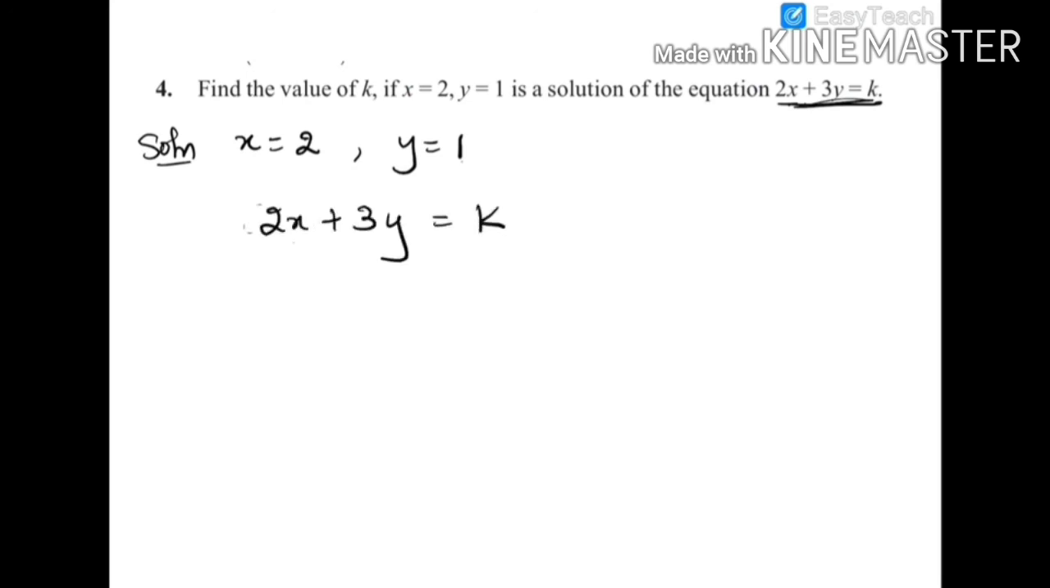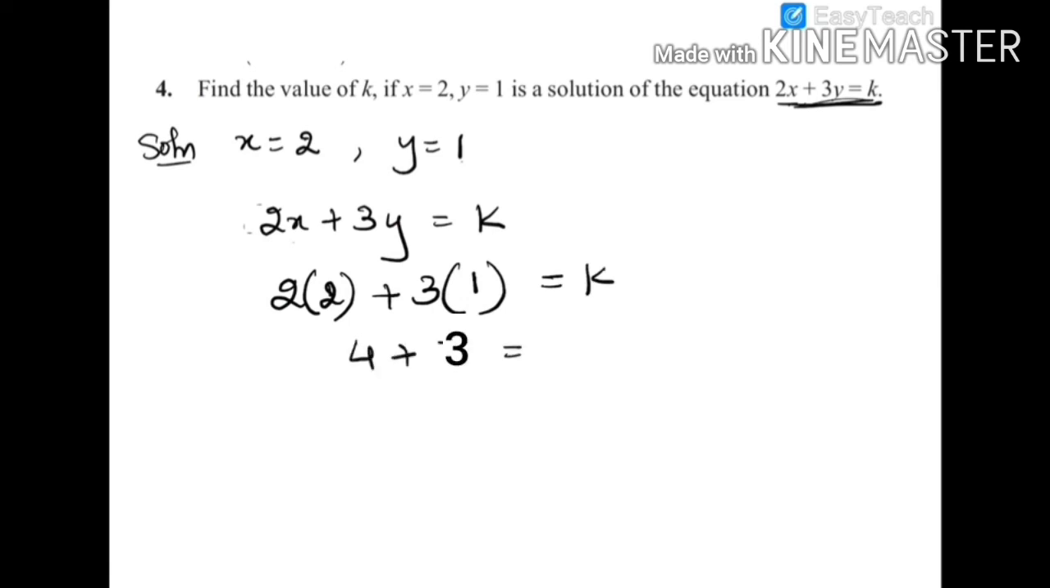Question number 4. Find the value of k if x is equal to 2 and y equal to 1 is a solution of the equation 2x plus 3y equal to k. It's given that x is equal to 2 and y equal to 1 is a solution of this equation. That means the left hand side should be equal to right hand side. So let's substitute values of x and y in this equation. So we get 4 plus 3 equal to k. This gives k equal to 7.